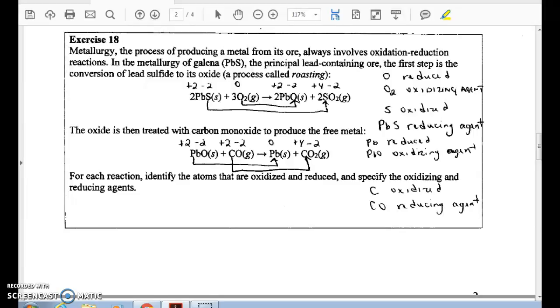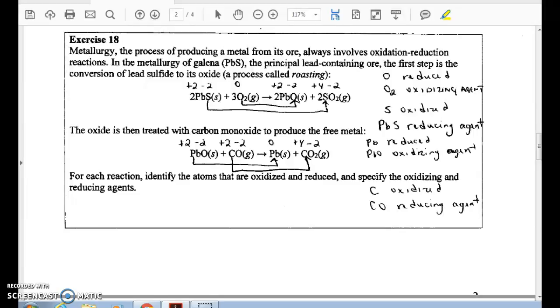So then I'm looking for the changes, and I can see that the sulfur has changed from -2 to +4. So I say sulfur, the atom sulfur, has been oxidized. But I say the compound in which I find the sulfur on the reactant side is the reducing agent. So the lead(II) sulfide is the reducing agent.